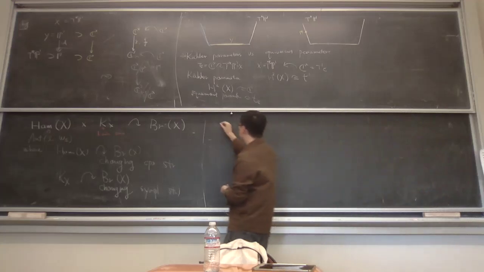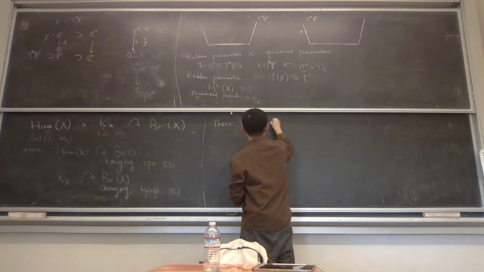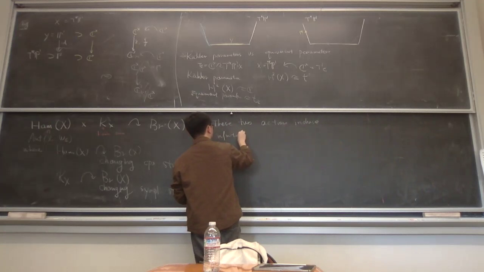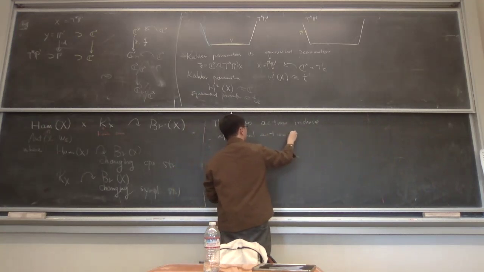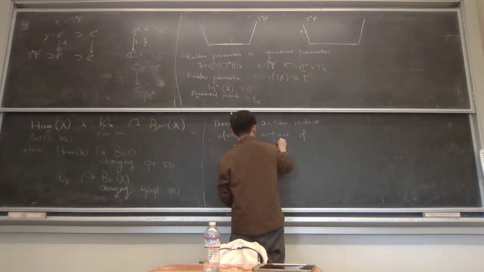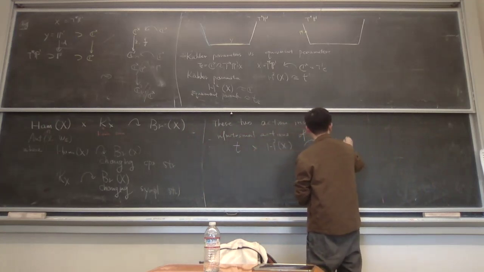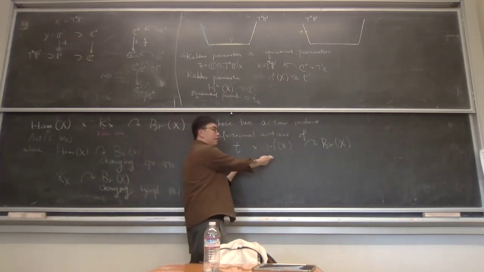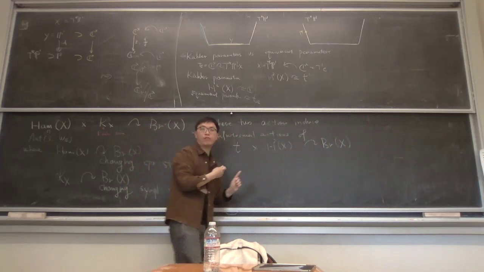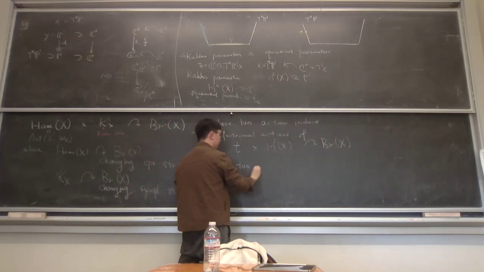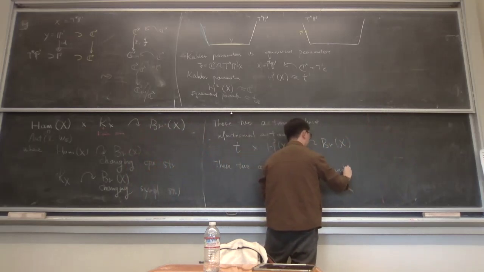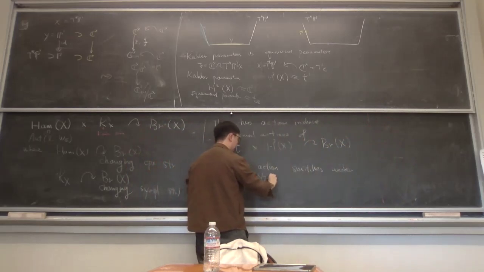Okay. So these two actions induce infinitesimal actions of P and also the torus on the brane. And what I was saying is that these two actions swap with each other under the SYZ type transform of things.